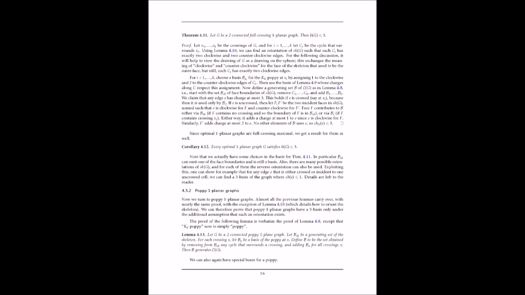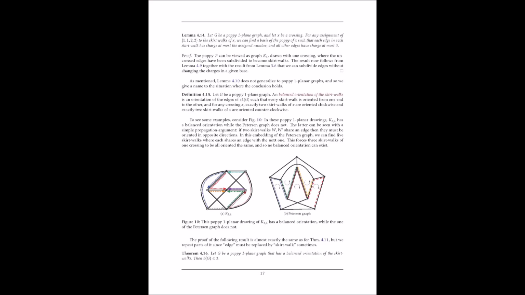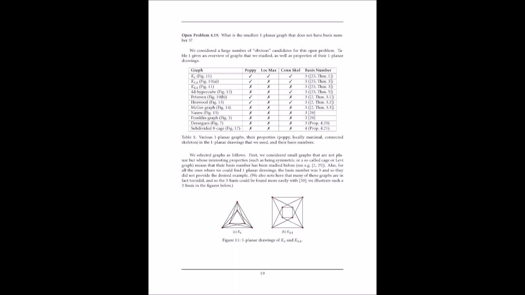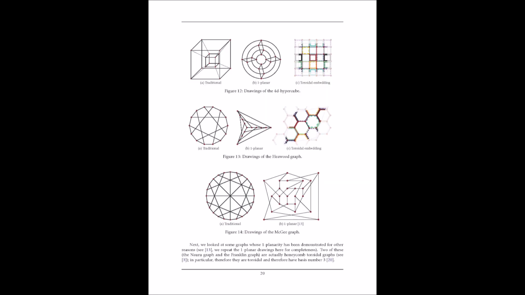Now, K3,4 isn't locally maximal. Okay. Because not every crossing forms a K4 subgraph. Right. But it does have a connected skeleton. So it shares some similarities with K6. Yeah. But it also has its own unique characteristics. I'm starting to see how each of these examples gives us a slightly different perspective on the world of one-planar graphs. Absolutely. Every graph tells a story. And by analyzing these specific examples, we start to uncover the patterns and connections that underlie the broader theory.